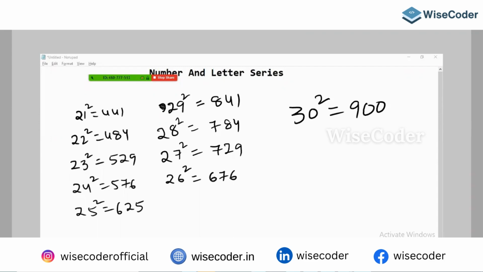To remember easily: 24 square is 576 and 26 square is 676; 23 square is 529 and 27 square is 729. The last two digits are the same. 22 square is 484 and 28 square is 784. The last two digits are the same. 21 square is 441 and 29 square is 841. The last two digits are the same. 30 square everybody knows: 900.